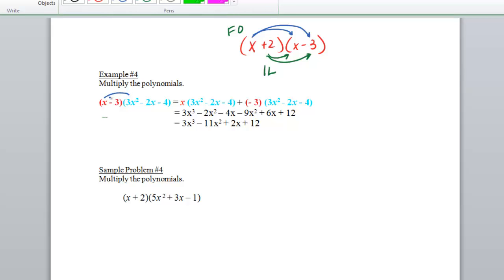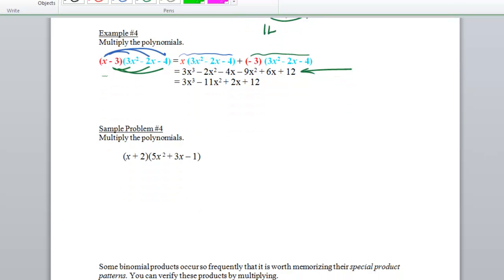If I take the x and distribute it times everything in there, which is what I'm doing with this step, then I take the negative 3 and distribute it times everything, which is what I'm doing in this step. Then I get a whole bunch of terms scattered about that I just need to combine the like terms. So multiplication is still just the distributive property. Go ahead and try sample problem number 4 by distributing both parts of the x plus 2 and see what you come up with.